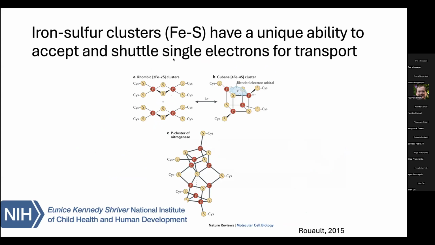Now, I mentioned that the iron sulfur was the key to this transformation in its activity between being an active aconitase and an IRE binder. And iron sulfur clusters come in a variety of shapes and stoichiometries. The most famous of them are the rhombic 2 iron 2 sulfur clusters, and then there are cubane 4 iron 4 sulfur clusters, and much more complex clusters such as those that are found in nitrogenase.